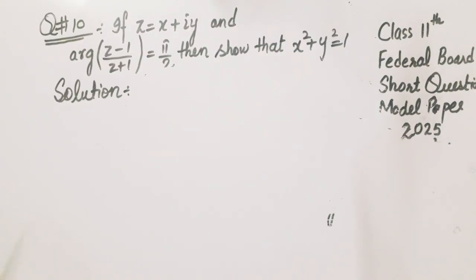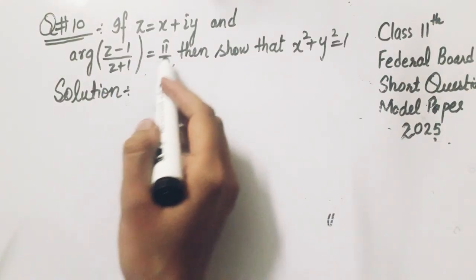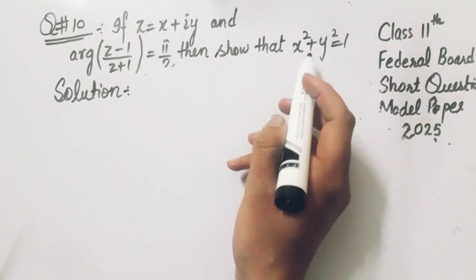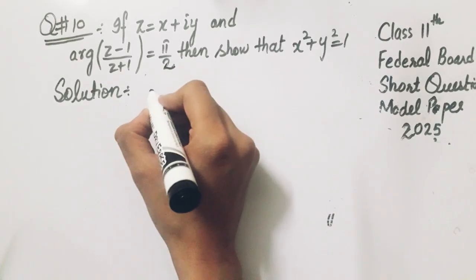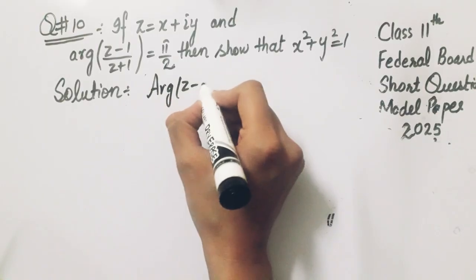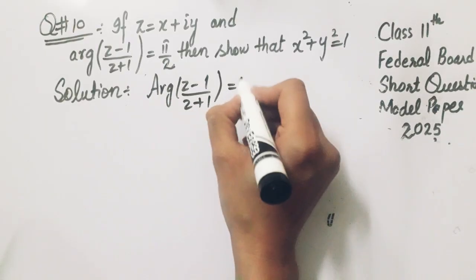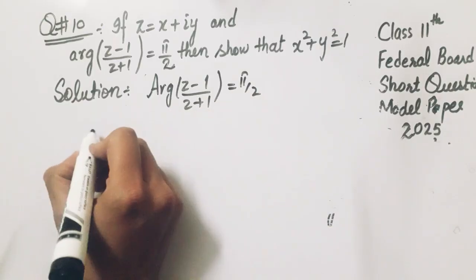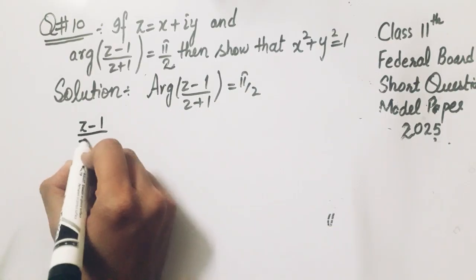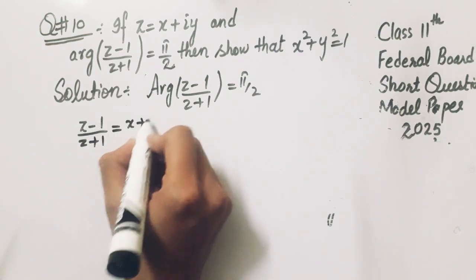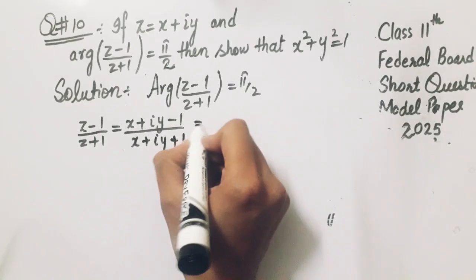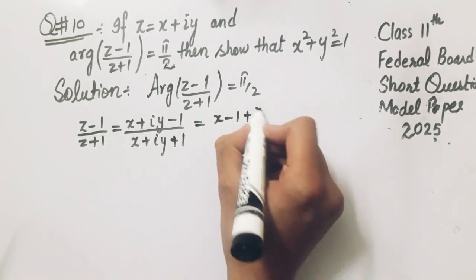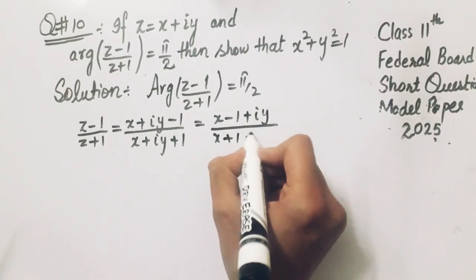Now question number 10 is: if z is equal to x plus iota y and arg of (z minus 1) by (z plus 1) is equal to pi by 2, then show that x square plus y square is equal to 1. We will solve this question. First of all, given that arg of (z minus 1) by (z plus 1) is equal to pi by 2. We will put in the value of z: x plus iota y minus 1, over x plus iota y plus 1. So this becomes (x minus 1) plus iota y, over (x plus 1) plus iota y.